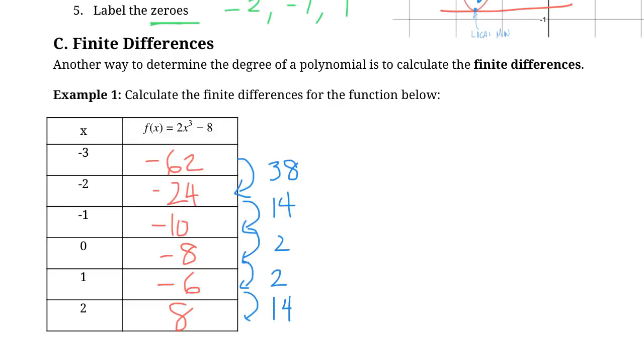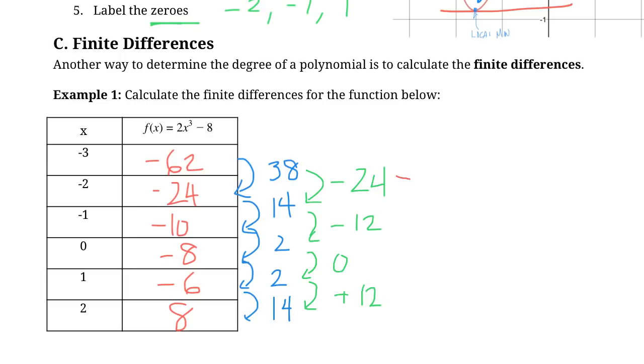So let's find the second differences. How do these numbers change now? We can do 14 minus 38, which is -24. So we're going to go down by 24 to do that. From 14 to 2, I can do that one. That's -12. Then we go from 2 to 2, so we're not changing at all. That's 0. And we go from 2 to 14, so we're going to go up by 12.